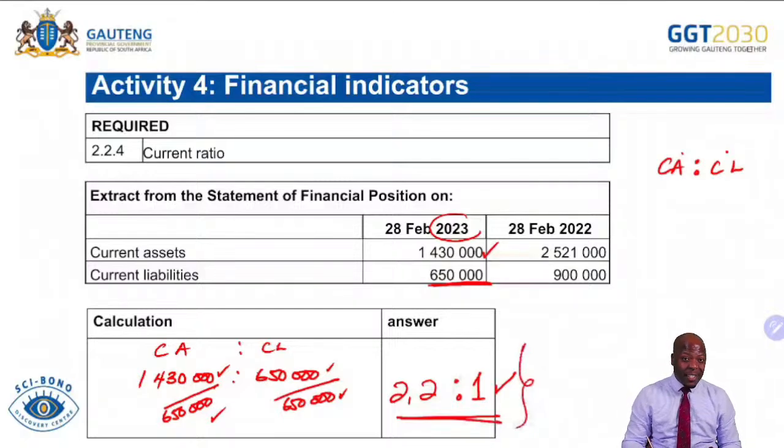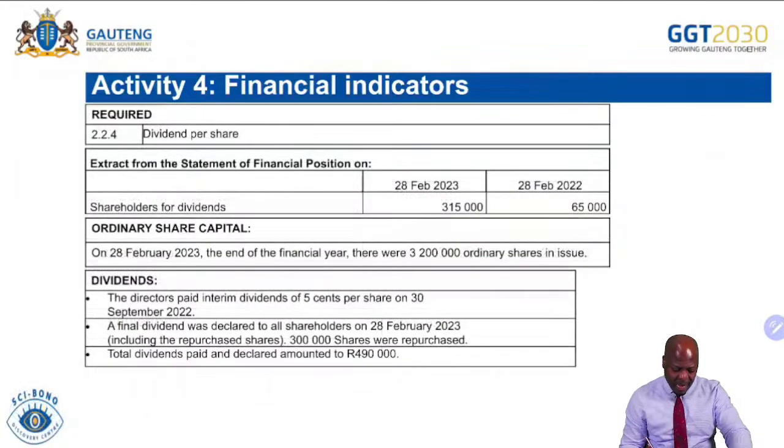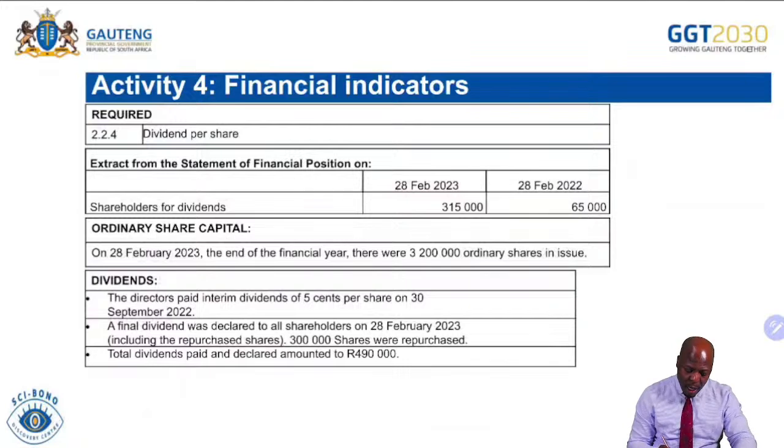Can I move on to the next question? Okay, thank you. The next question is now saying, what are we to calculate here? Calculate the dividend per share. The dividend per share. Okay. So when we calculate our dividend per share, we understand that in most cases, you are just given your ordinary share dividends and then you divide it by the number of shares.